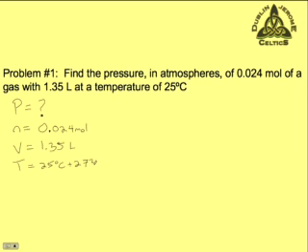Temperature: I have to add 273, because nothing in Celsius will work. That gives 298. So these are all the variables in the problem: P, N, V, and T. That's not enough to do the problem. The equation is PV equals NRT. What happened to R? Oh, we're just supposed to know that one.